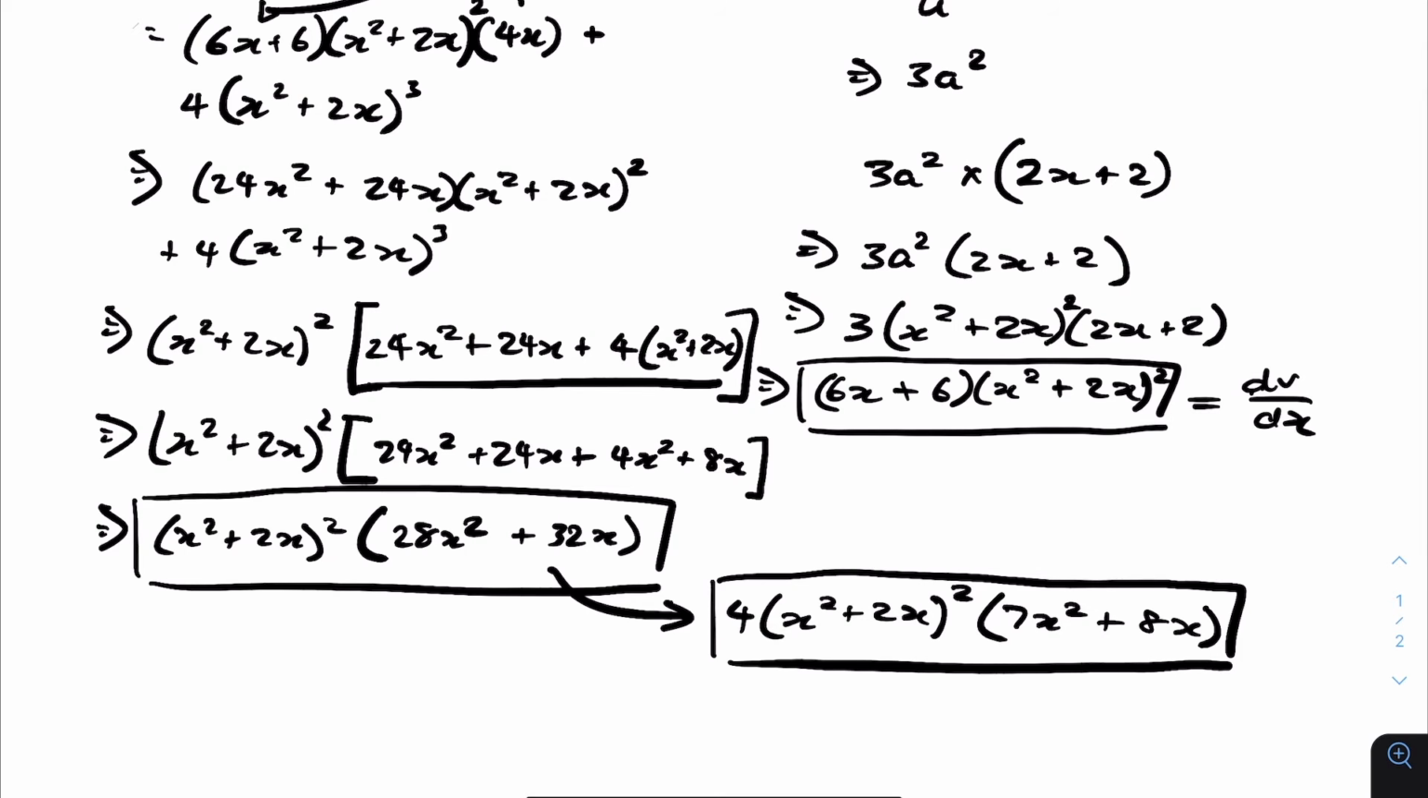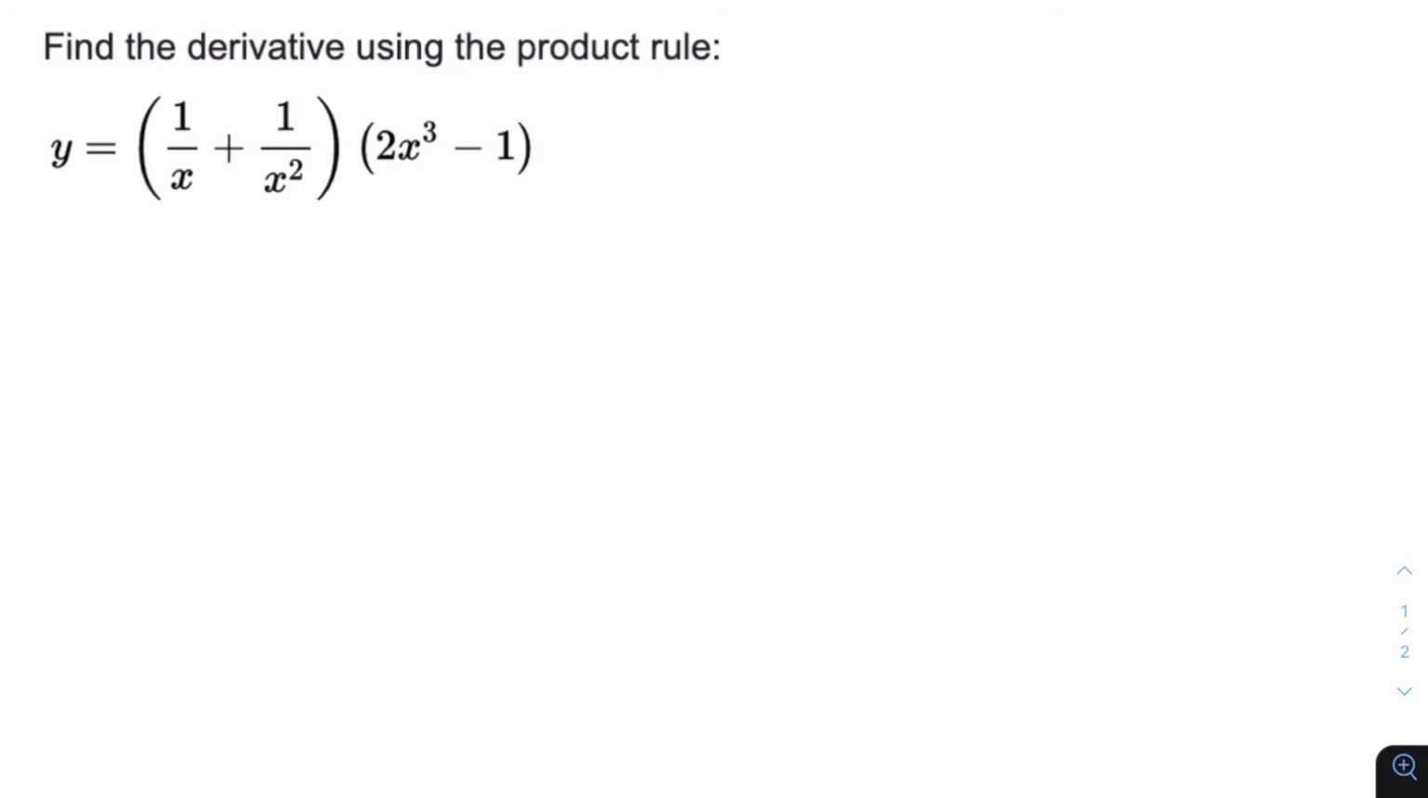Okay, let's do a couple more problems, one or two more only. Alright guys, so for the sake of time, I'm just going to do one more problem, and then I'll give some worksheets in the description so that you can practice. So, find the derivative using the product rule, and y is given as 1 over x plus 1 over x squared times 2x cubed minus 1.